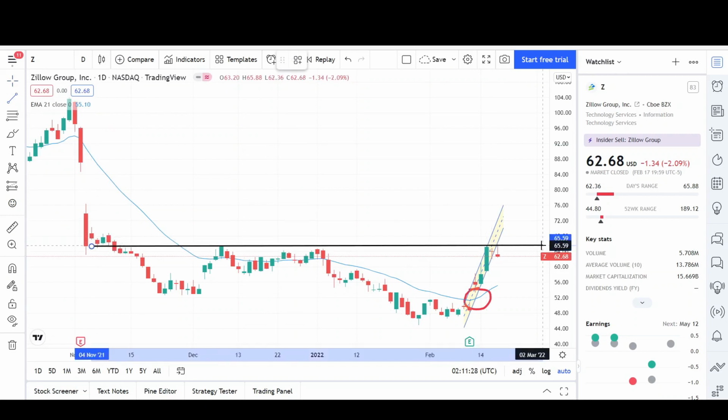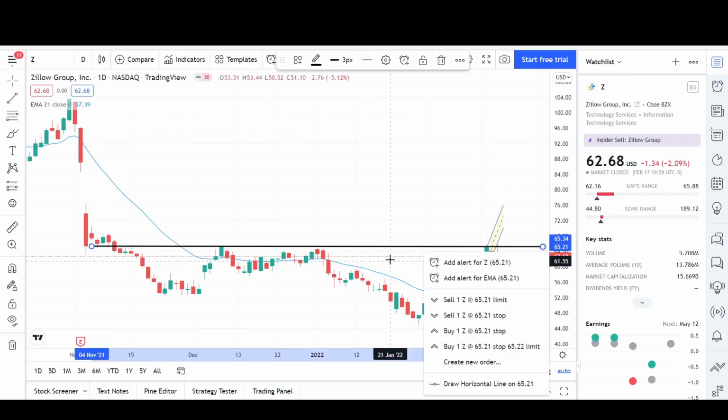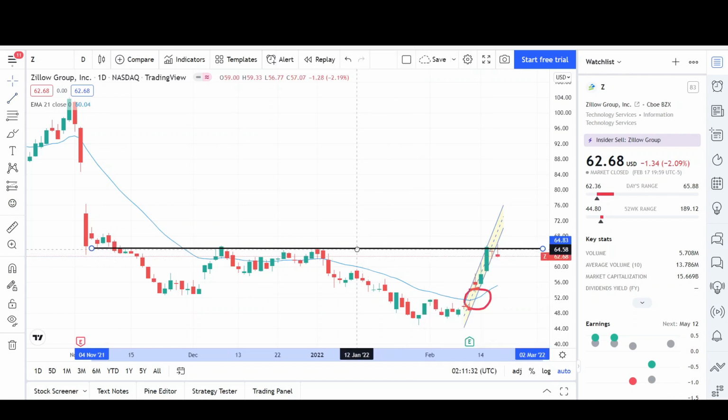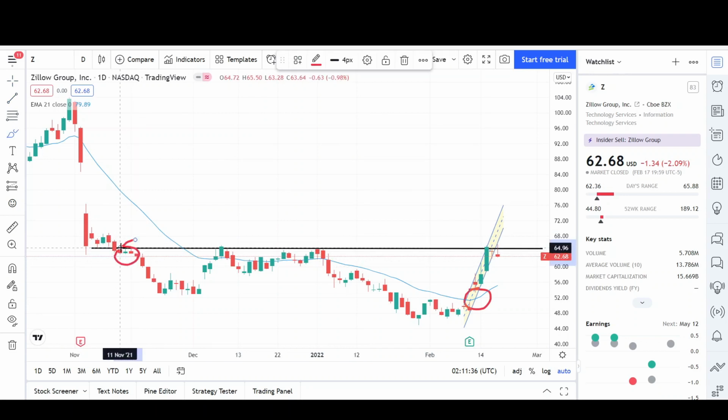You can see that this resistance line is still acting as a ceiling for prices. If I just drag this a little bit lower, this is where we're getting most of the touches. We got a little bit of resistance right here, a lot right here, a lot right here, and now we're finding resistance again at the same point in time. Right at this $65 level is an overhead ceiling.